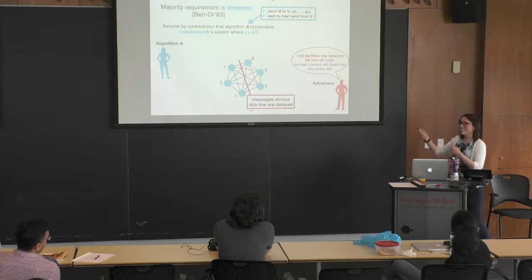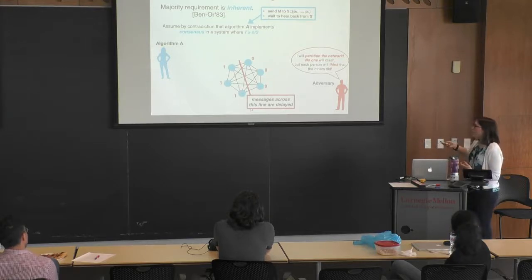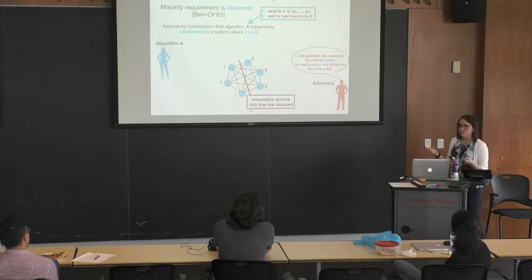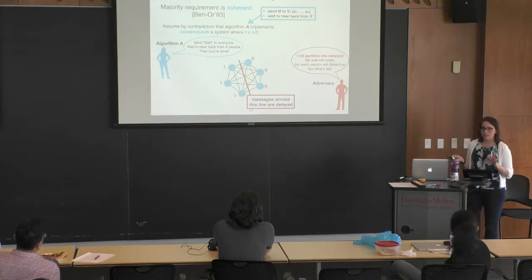Okay? And so the algorithm, oh yeah, sorry. So we're solving consensus. What the adversary is going to do is it's going to give the same input to one side of the cut and a different input to everyone on the other side of the cut. And so intuitively, if they don't hear from each other, then they're going to have to output different things, and so consensus is broken. And the algorithm is allowed to tell them to send any message to any number of people and to wait to hear back from any number x people.